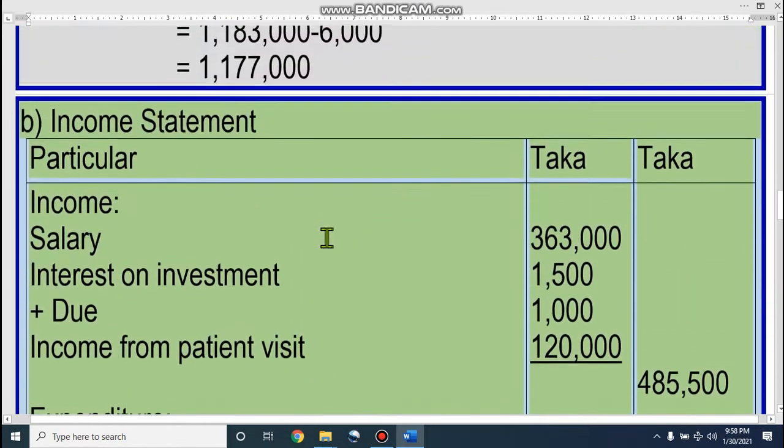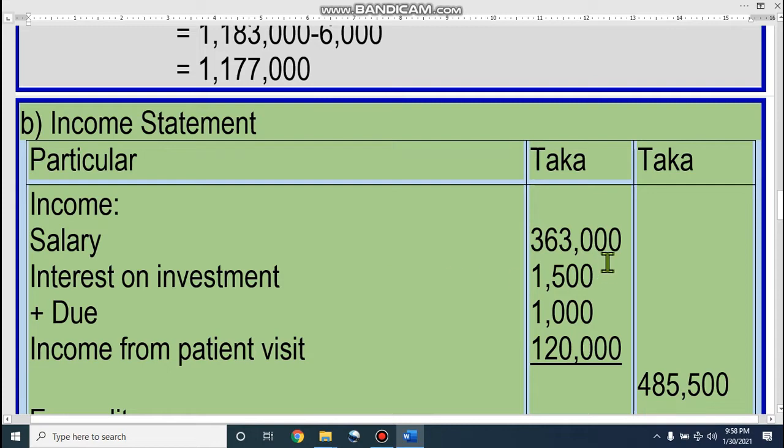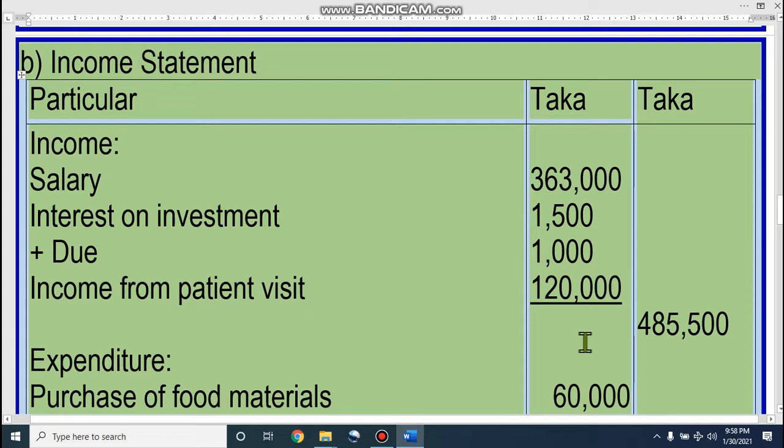Let's see the solution. Look at income. Number one, salary 3,63,000, interest on investment 1,500, due interest 1,000, and income from fashion business 1,20,000. That means the total income of Dr. Mahida is 4,85,500. This is her total income.